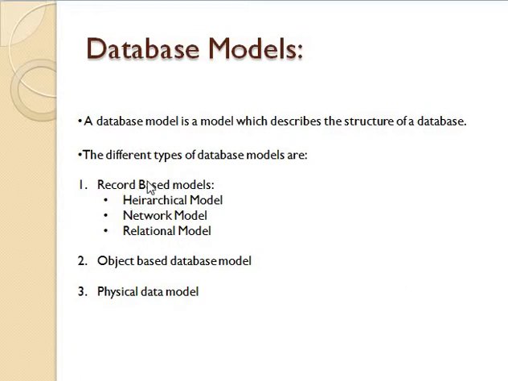The record-based database model consists of three parts. The first one is the hierarchical model, the second one is the network model, and the third one is the relational model. In the present scenario, the use of relational model is dominant over the other two.